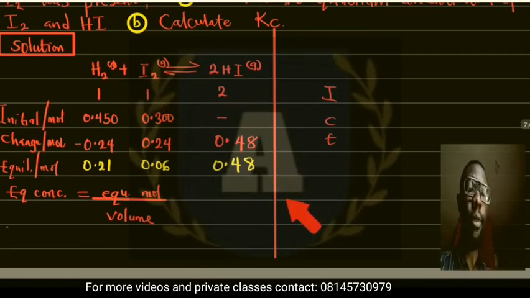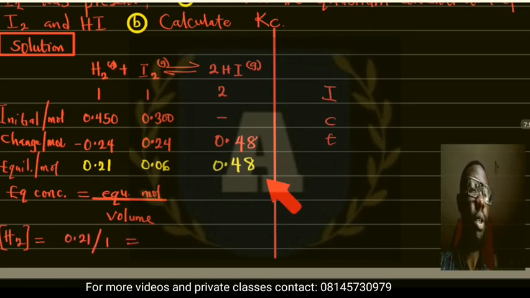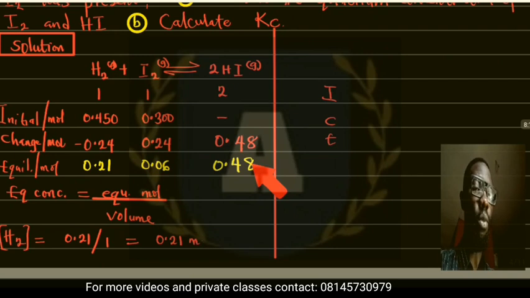So now for H2, this is equilibrium concentration, so the equilibrium mole for H2 is 0.21. We divide it by 1, so therefore we get the equilibrium concentration of hydrogen will be 0.21 mole per dm cube.